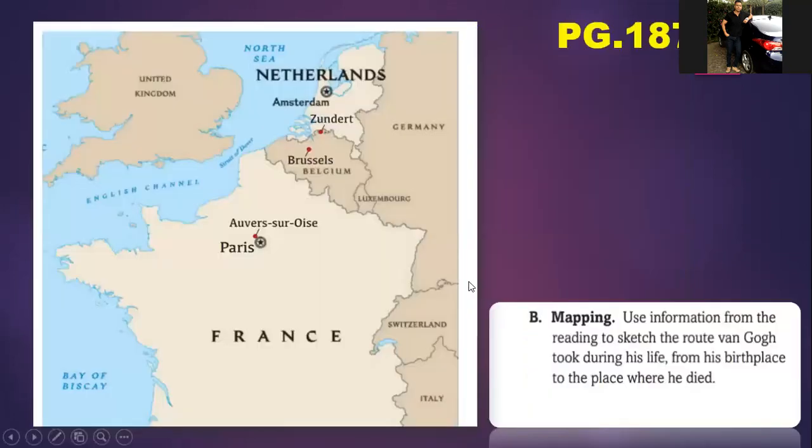And for the second part of this, we need to make a sketch map. In this case, we need to sketch, right? What's the meaning of a sketch? We need to trace or match the chronological places according to where Van Gogh started until his death, or until he died in this case.